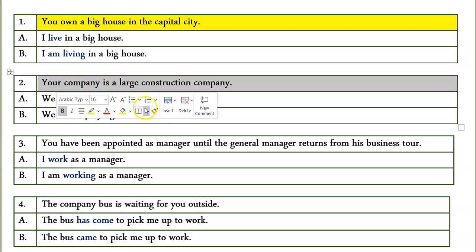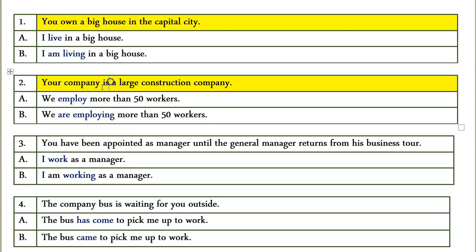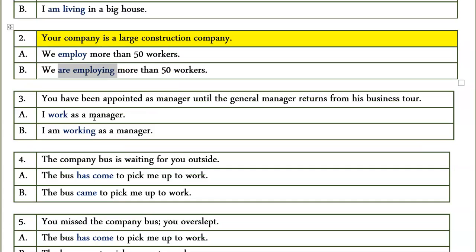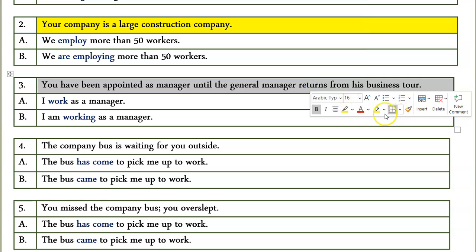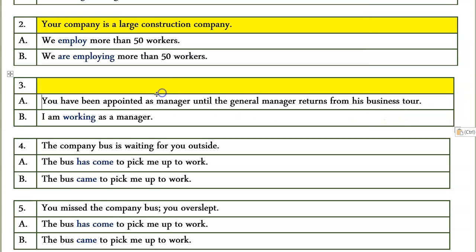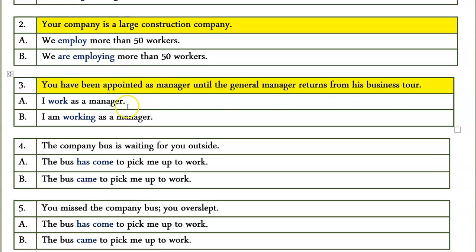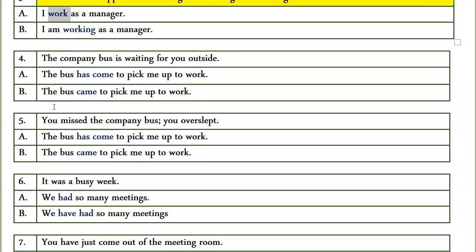Your company is a large construction company. Okay. So do you employ more than 50 workers, or you are employing more than 50 workers? This is something repeated. That should be the present simple and not the present continuous, which is temporary. You've been appointed as a manager until the general manager returns from his business tour. This is not your actual job. You're doing this something temporary. So I am working as a manager, not I work as repeatedly.